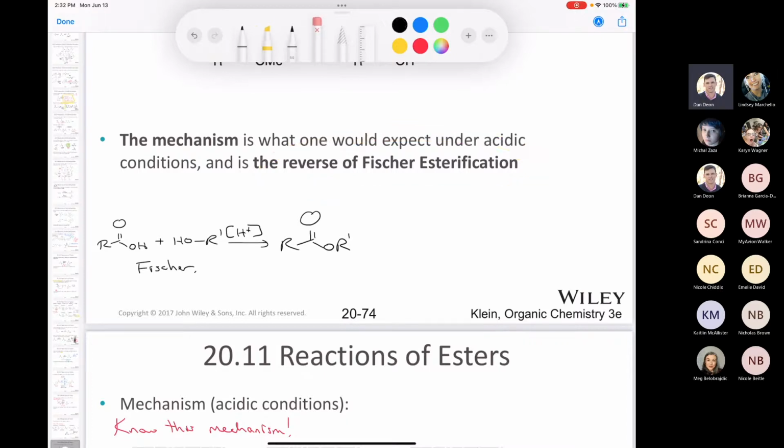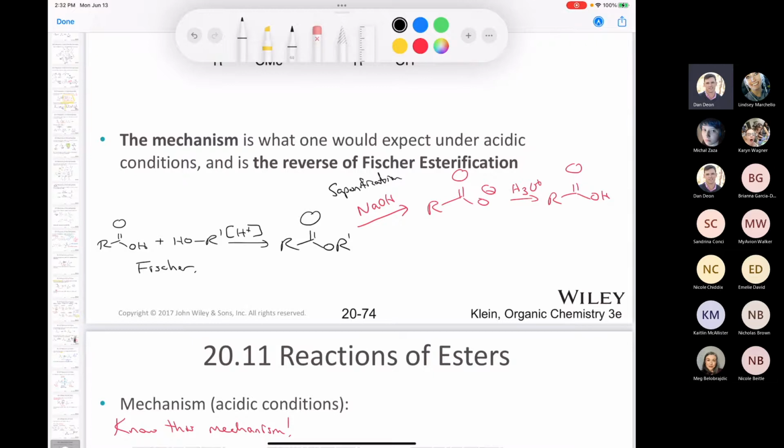Once you have an ester, you can hydrolyze it in base, sodium hydroxide. That's going to give you the carboxylate, which you can protonate with treatment with H3O+ to make the carboxylic acid. But this reaction here, this is called saponification.